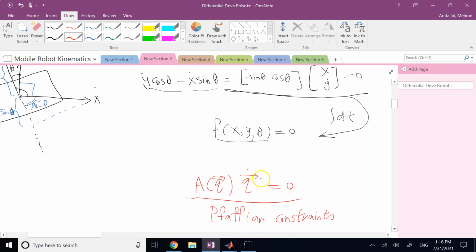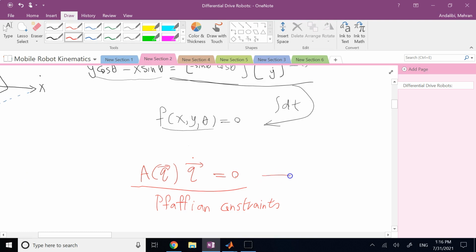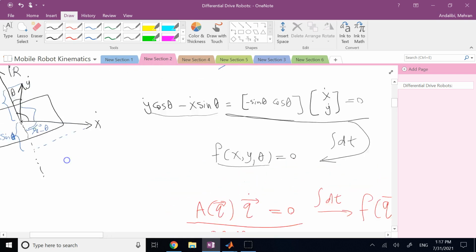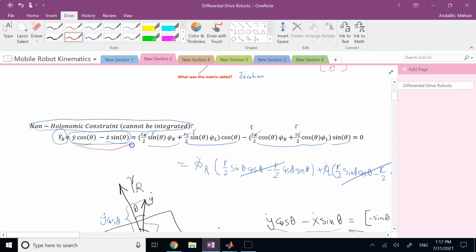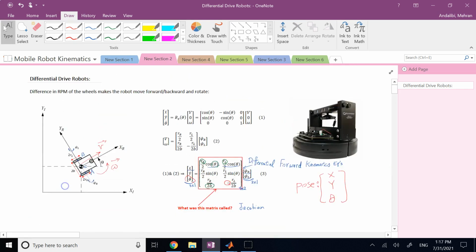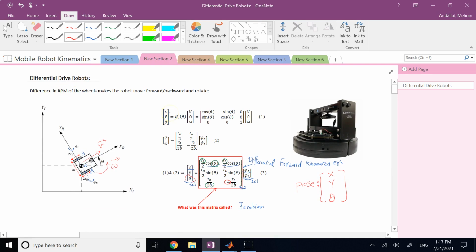Okay, in general, if we can convert these into a simple relation like this, f of q to be equal to 0, then we call them what? Holonomic. If we cannot integrate it into that form, we call it non-holonomic. Okay, so in this case, we cannot time integrate this relation. Therefore, we call it a non-holonomic or non-integrable constraint. So this is everything about the kinematics of a differential drive robot.